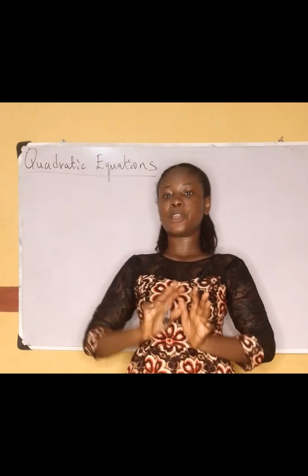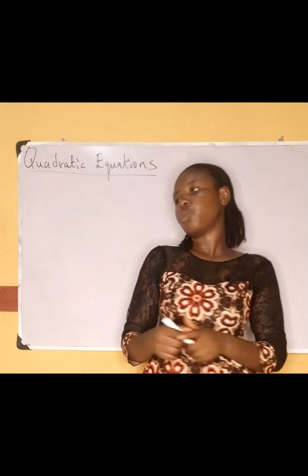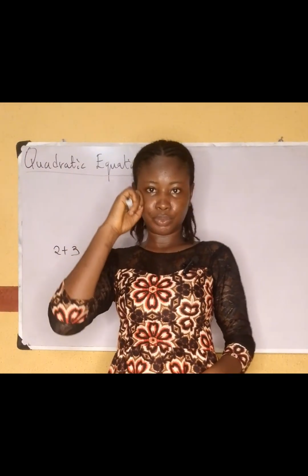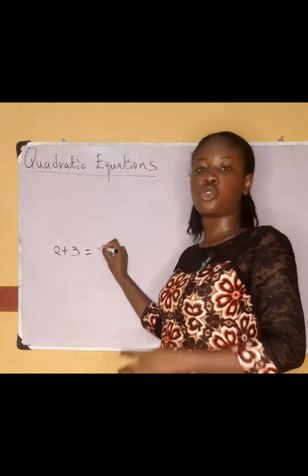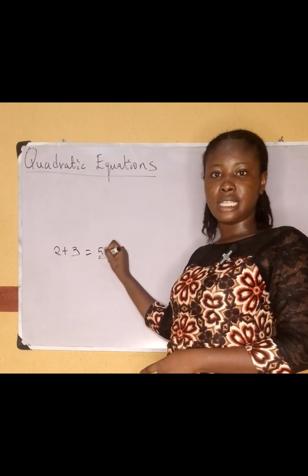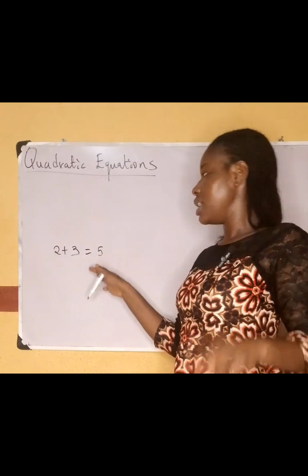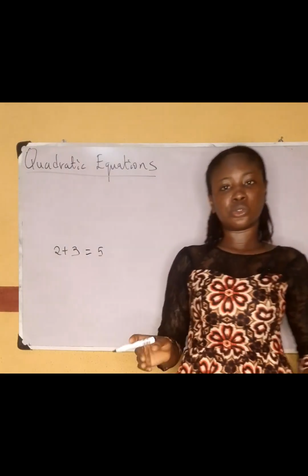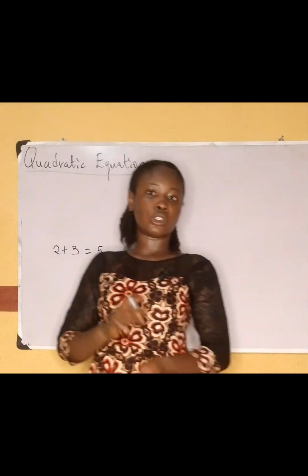First of all, an expression is just a mathematical statement, like when I say 2 plus 3. This is an expression. But if I make it an equation, that means it has to be equal to something. Now, it must not be true, but this one is true. This one is correct. An equation has an equality sign, while an expression must not have an equality sign.